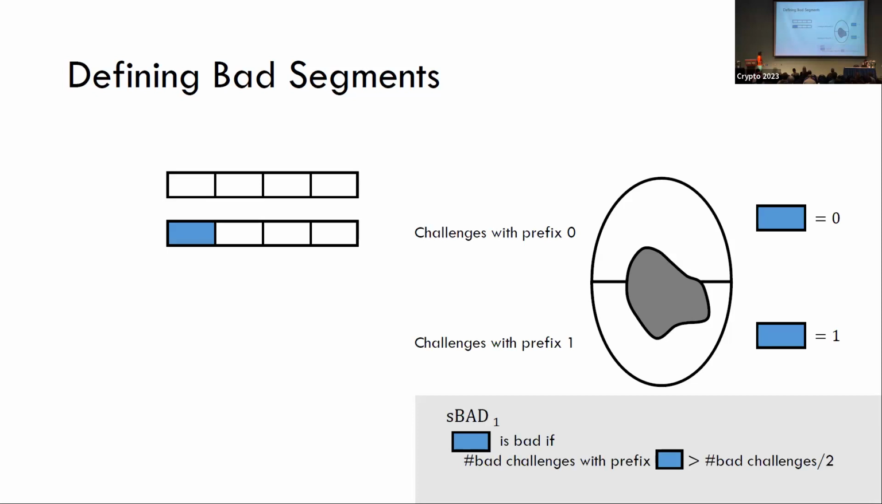So once we are sampling the first segment, it divides the challenge space into 2, the top half and the bottom half, depending on what prefix you choose, 0 or 1. And intuitively, we say a challenge is bad if with that prefix, the number of bad challenges that remain is more than half of the original bad challenges. From the picture, it should be fairly obvious that the bottom half has more bad challenges than the top half. So the bad segment is indeed the segment that corresponds to the bit 1.